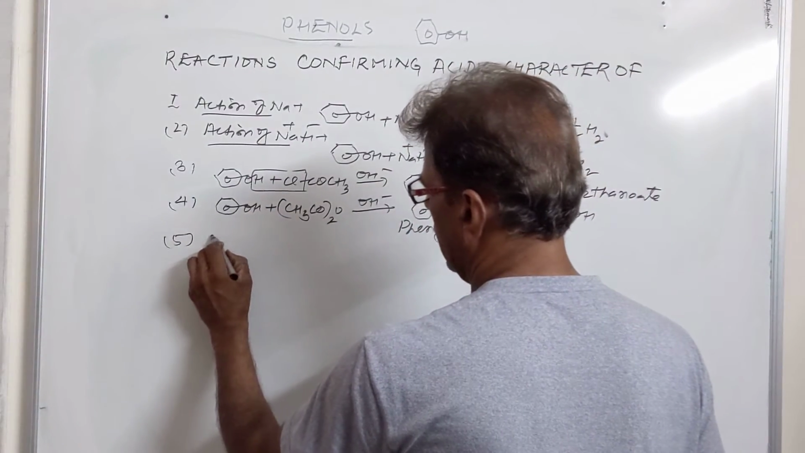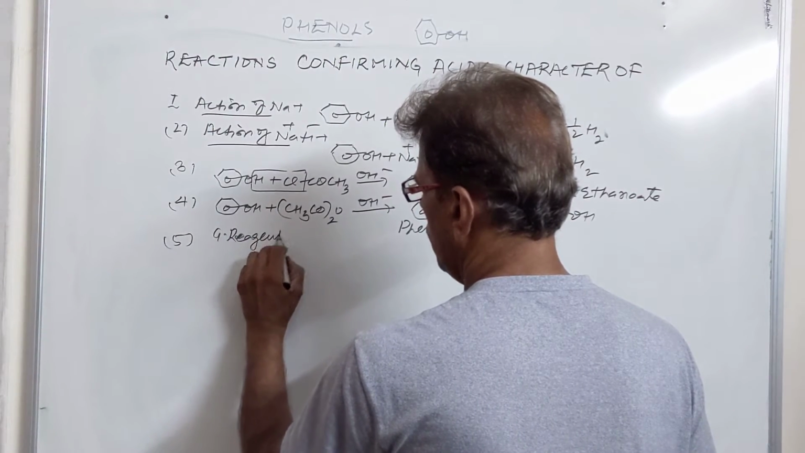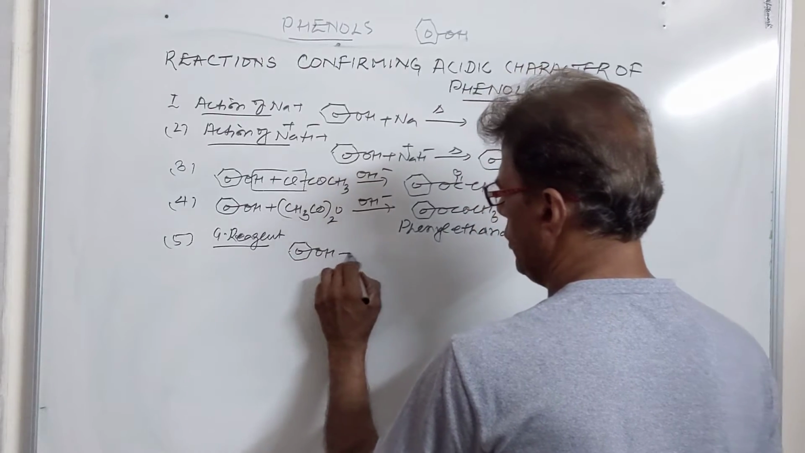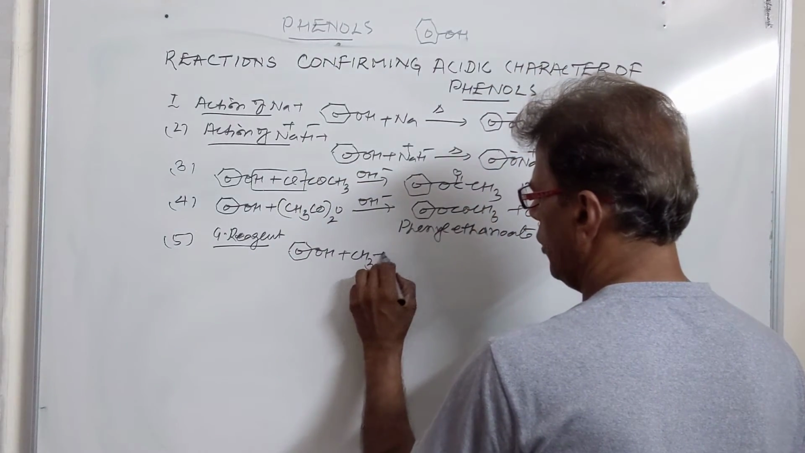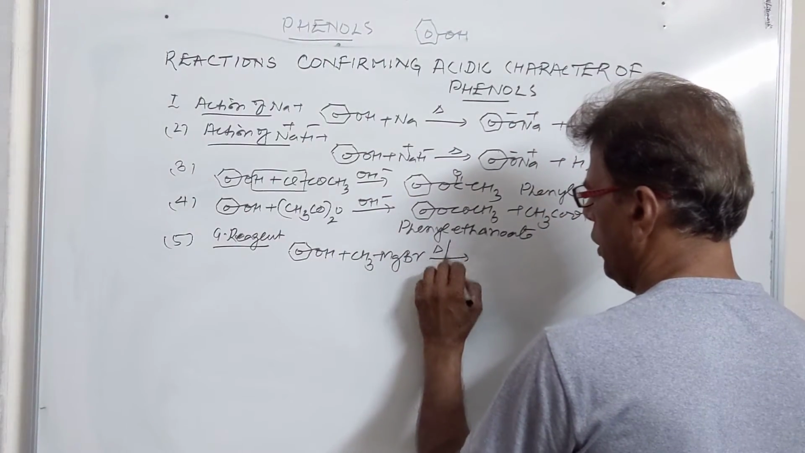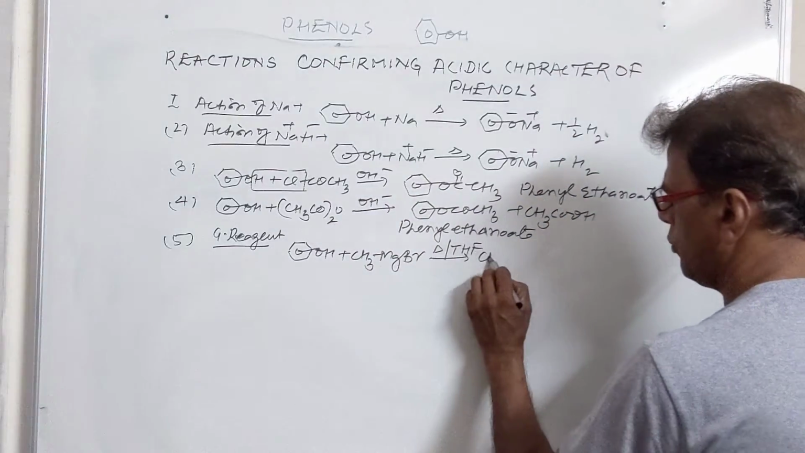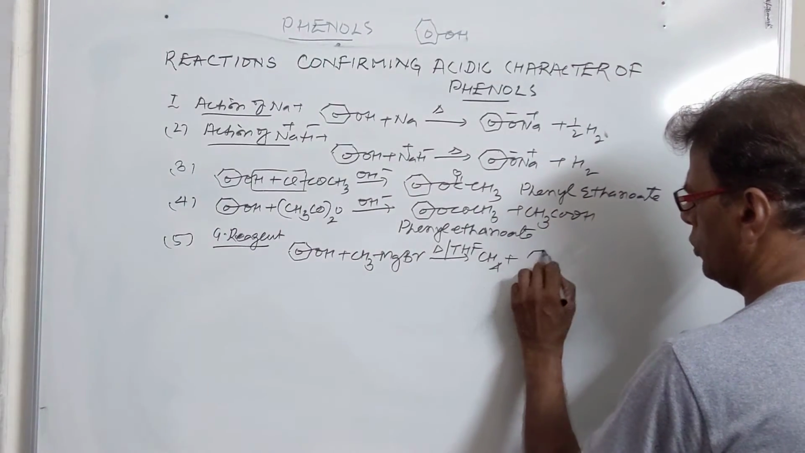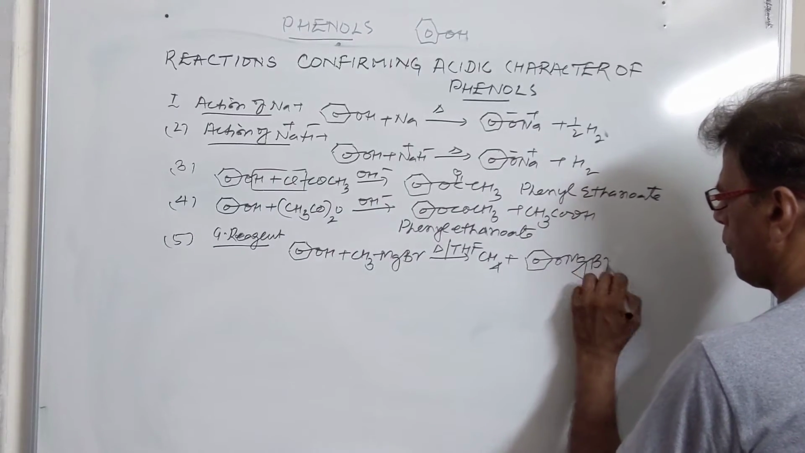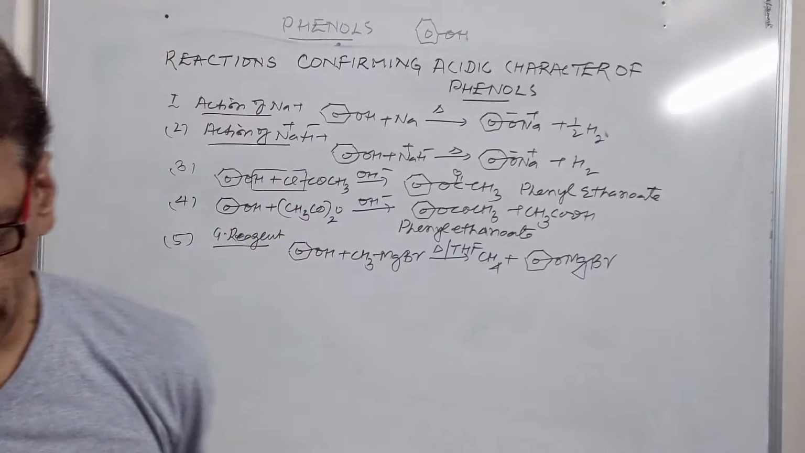Then we have the reaction of Grignard reagent. Similar to alcohols, phenol can release hydrogen, and the alkyl group of the Grignard reagent changes into alkane, heated in tetrahydrofuran solvent. We'll get CH4 plus phenoxy magnesium bromide. This is the action of Grignard reagent, metal hydride.